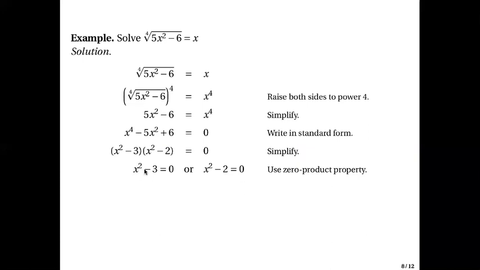So this one, x squared minus 3 equals 0, will give two values. And for this one, x squared minus 2 equals 0, we'll also get two values. All in all, we will get 4 values. So on this equation, you have x equals square root of 3 and minus square root of 3. For this equation, we have x equals square root of 2 and minus square root of 2.